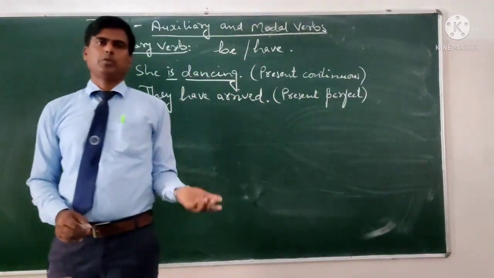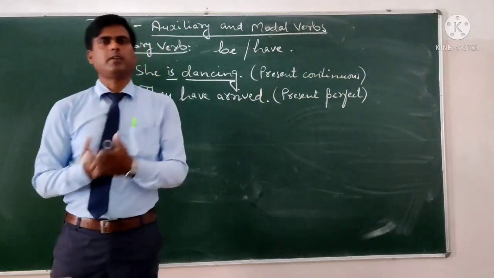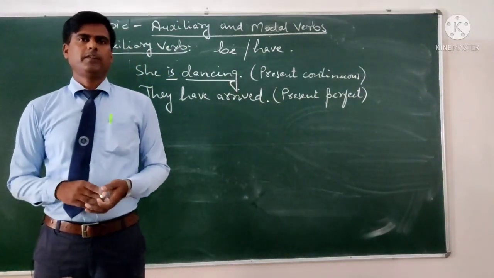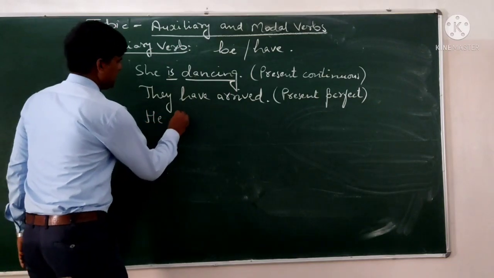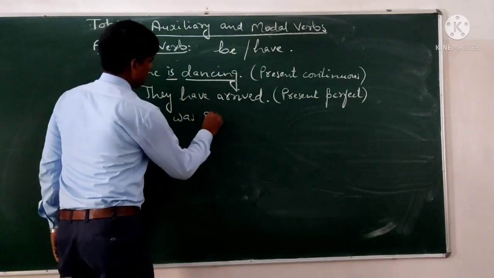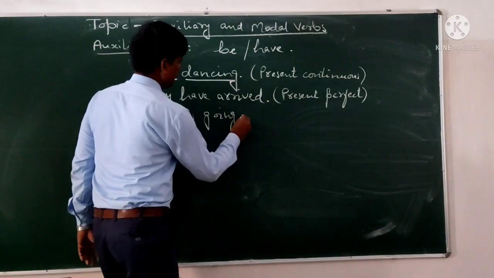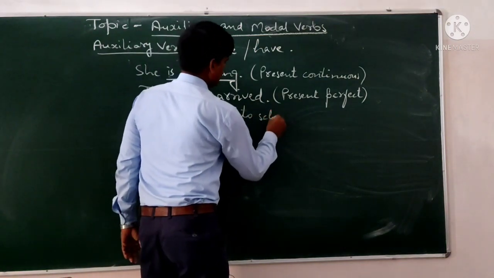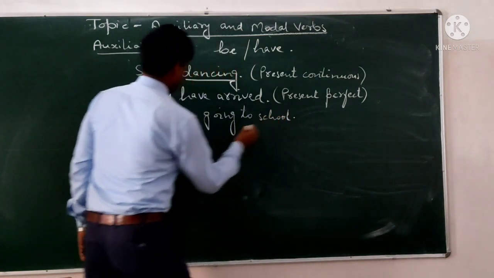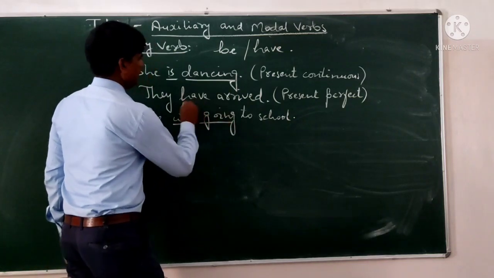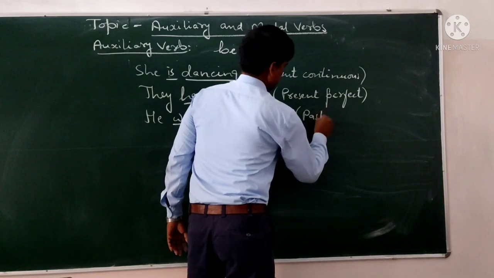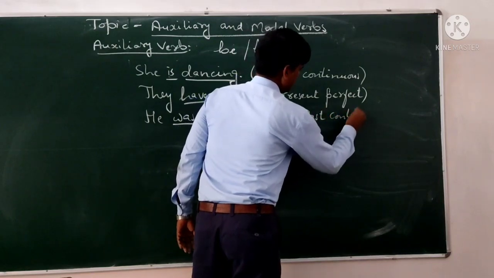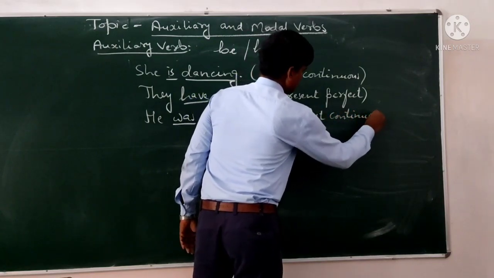We can also use the present or past form of these verbs. For example, he was going to school. He was going to school. These two make the past continuous tense.